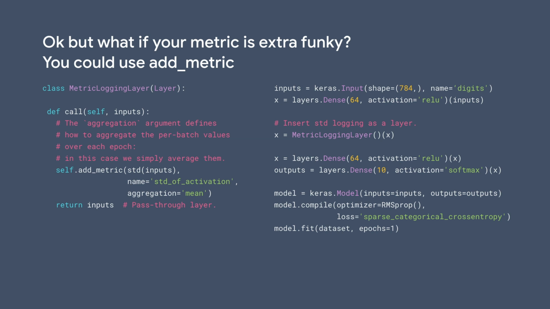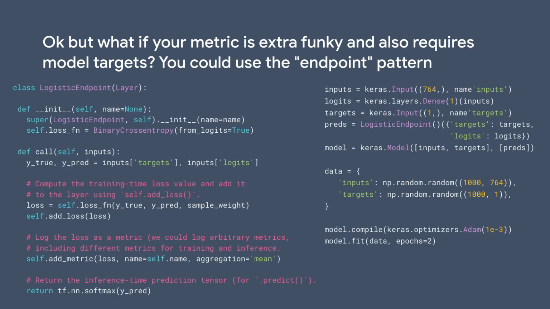Right. But what if this is not actually enough for you, because you want a metric that not only sees the input of your model, but also the targets, which is actually relatively common. Of course, if you're just doing model subclassing or writing your own custom training loops, you have no restrictions whatsoever, so it's not relevant to you. But what if you really want to use fit with these very arbitrary metrics? Well, one thing you can do is the endpoint layer pattern.